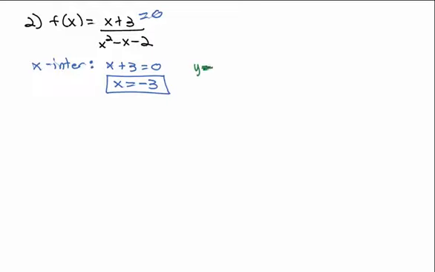Then we find the y-intercept. And the way we find the y-intercept is we make all the x's equal to 0. So we have 0 plus 3, which is 3, over 0 minus 2, which is negative 2. The y-intercept is at negative 3/2.